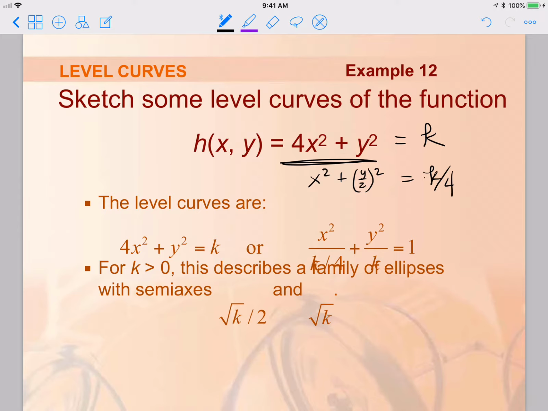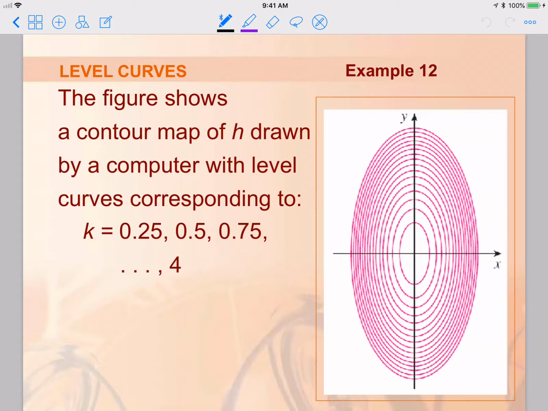So the ellipse with the center at 0, 0, and the y-axis is going to be the major axis, going to be like twice as long as the minor axis. So it'll be like long and then wide, like that. So there'll be ellipses like that. Okay, this is what we get pretty much.